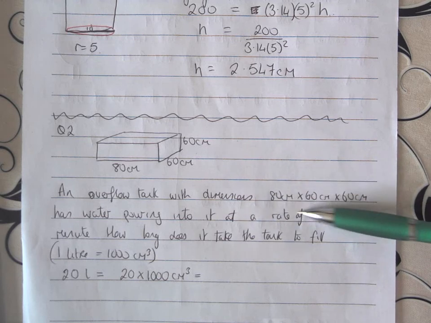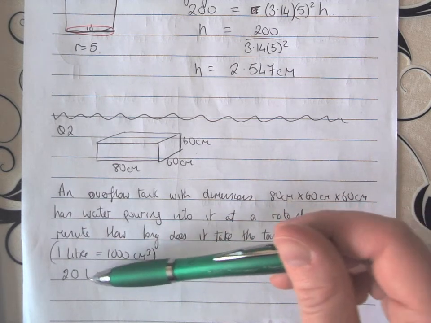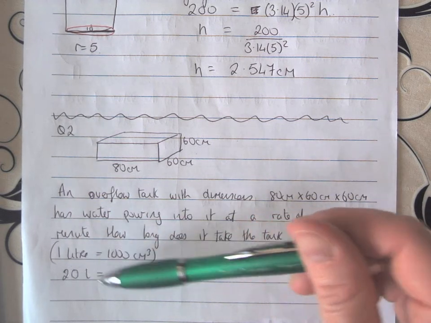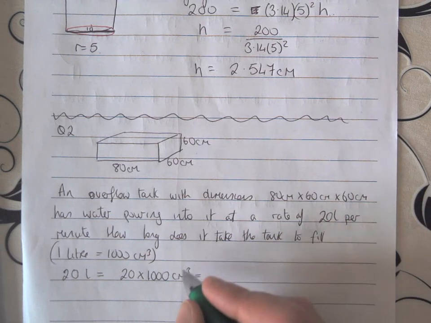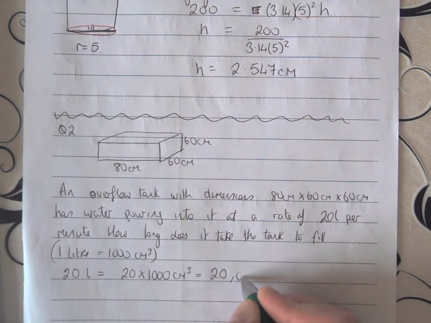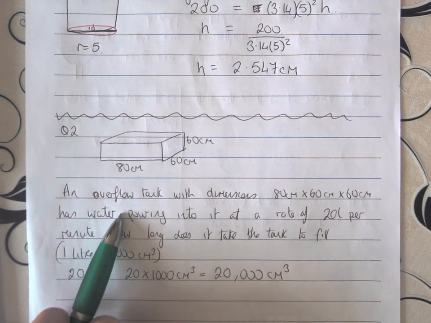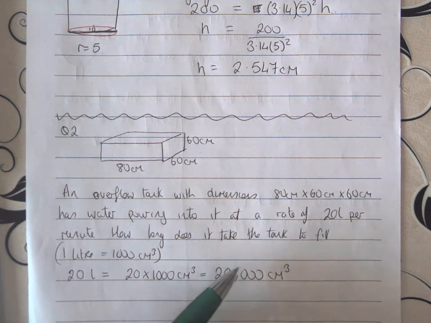So let's change everything to be the same. So I'm going to change my 20 litres to centimeters cubed. To do that, each litre is 1000 centimeters cubed. So multiply 20 by 1000 to get my answer in centimeters cubed. So 20,000 centimeters cubed. That's the rate water is pouring in at, per minute.